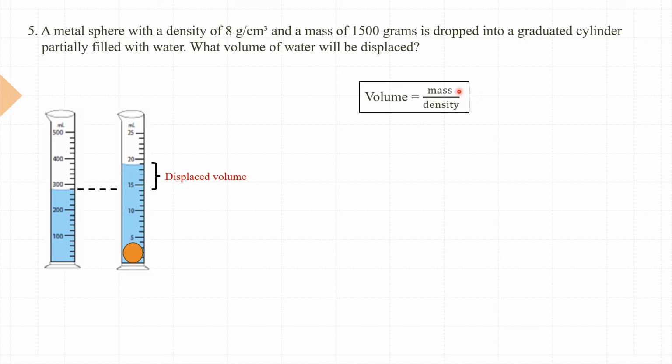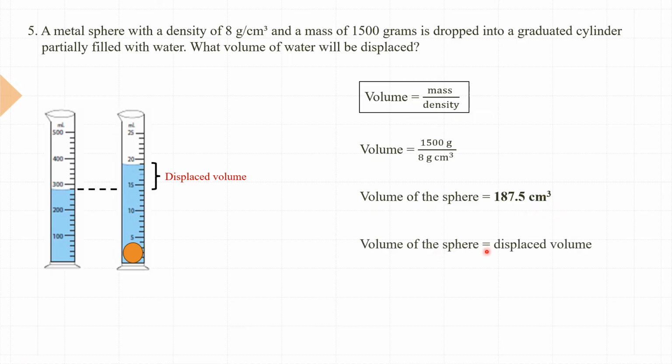The mass of the object is 1500. The density of the object is given as 8 grams per cubic centimeter. Then the volume of the sphere is 187.5 cubic centimeters. The volume of the sphere is also equal to the displaced volume. The question asks us to calculate the displaced volume, so the displaced volume is also 187.5 cubic centimeters.